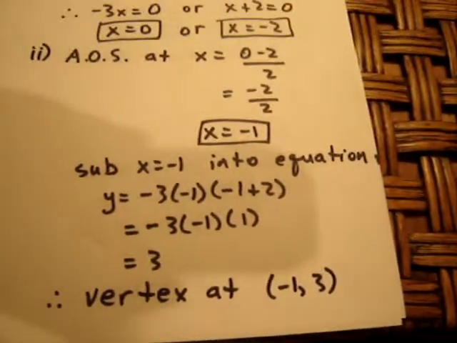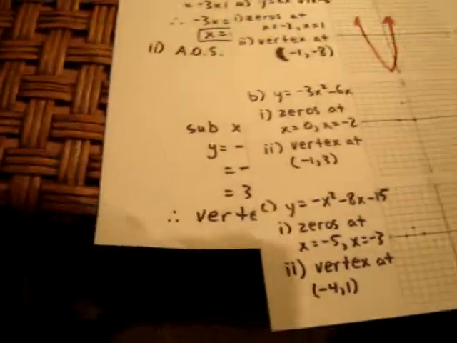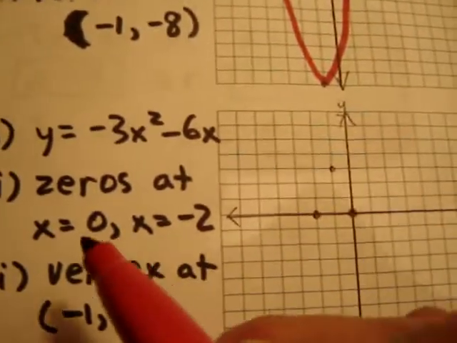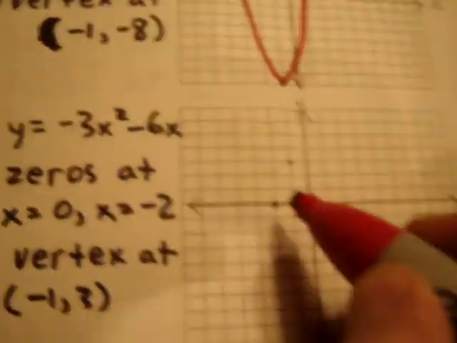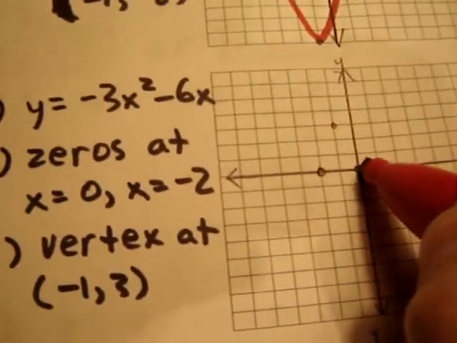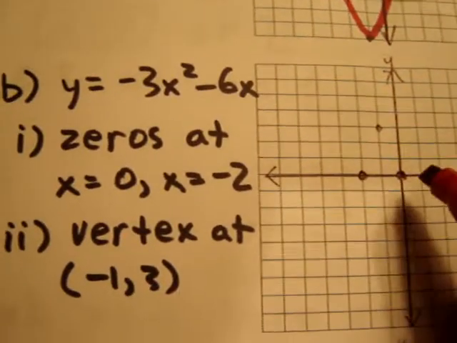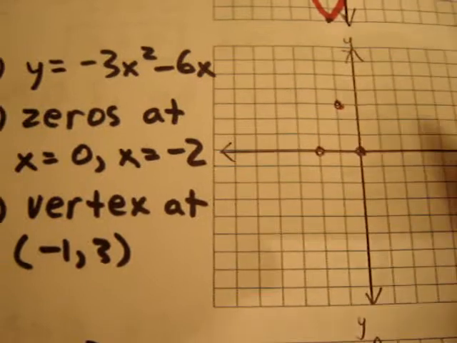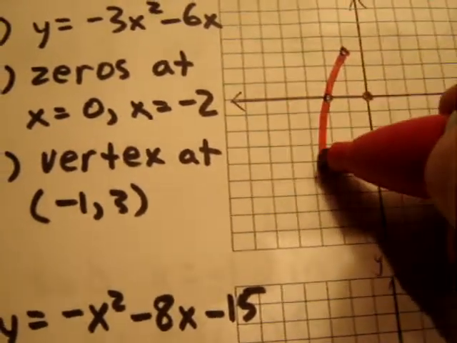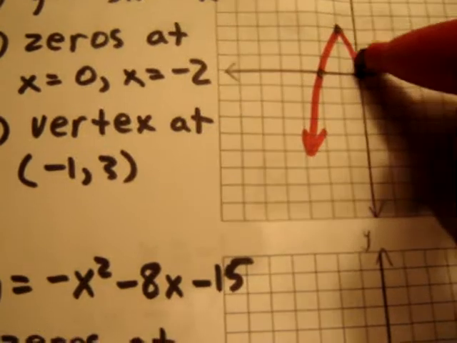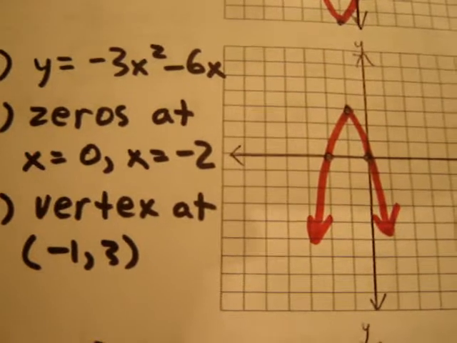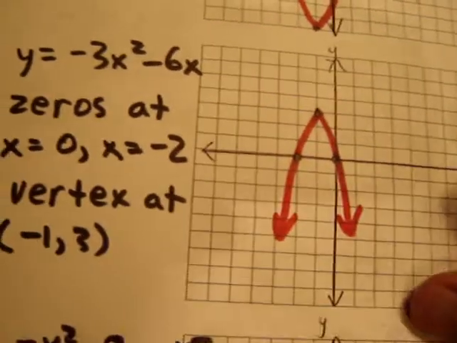Well, let's get out a sheet of graph paper and summarize everything that we know. We know that we have zeros at x equals 0 and x equals negative 2. So we've located those 2 points on the graph. And we know that we have a vertex at negative 1, comma 3. So we've located that point on the graph as well. And now our job is to draw the best parabola we can going through those points. And it looks something like that. Pretty accurate, really.